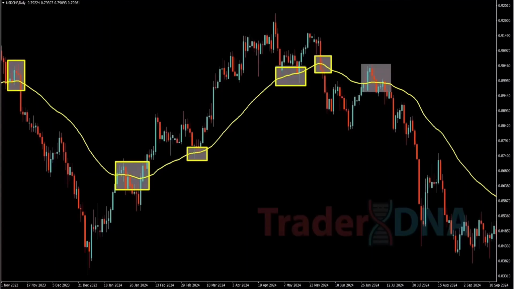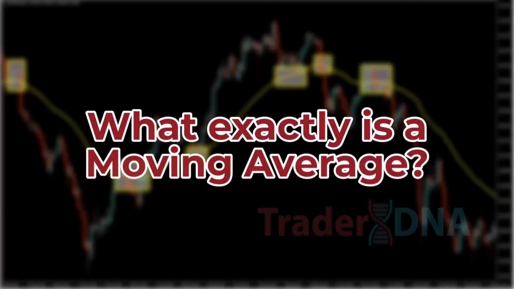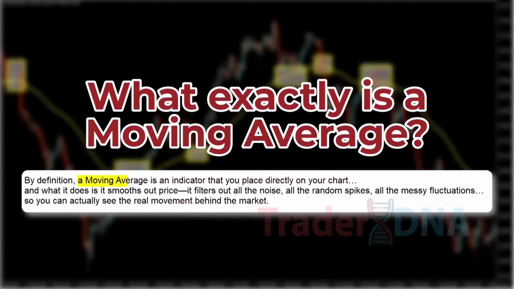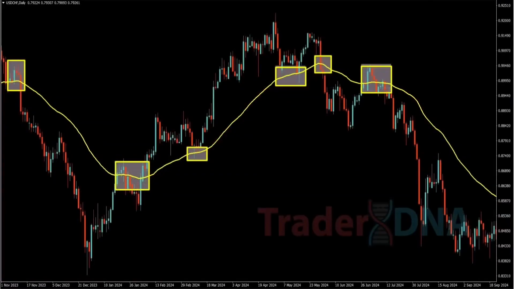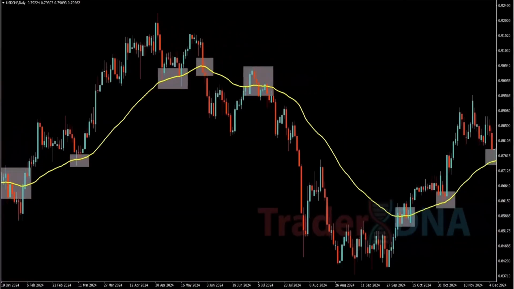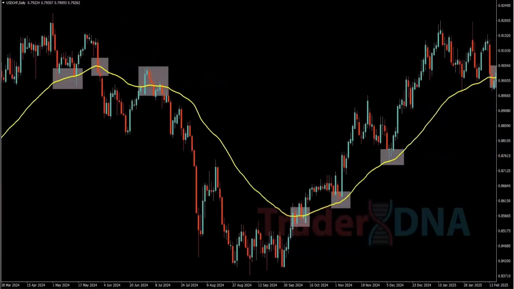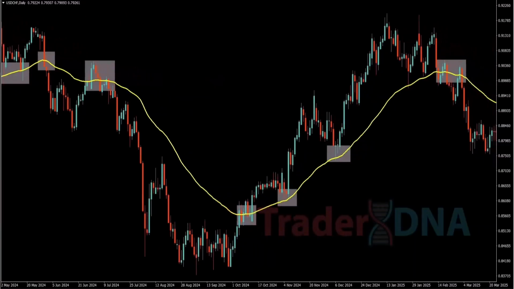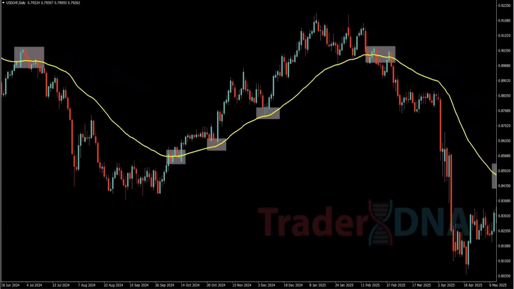So first, what exactly is a moving average? By definition, a moving average is an indicator that you place directly on your chart, and what it does is smooth out price. It filters out all the noise, all the random spikes, all the messy fluctuations, so you can actually see the real movement behind the market. Think about it like this. Price is usually chaotic, jumping up and down, faking you out. But the moving average cleans that up and shows you the true direction underneath.